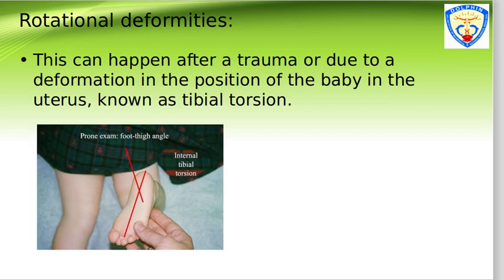and this is done with the help of osteotomy. If we see a rotational deformity, this can happen after a trauma or due to a deformation in the position of the baby in the uterus, which is known as tibial torsion. So in this picture you can see that there is internal tibial torsion, and this needs to be corrected with the help of osteotomy, because if this child grows then it can lead to further development of the deformities and it can affect the normal gait pattern of the patient.